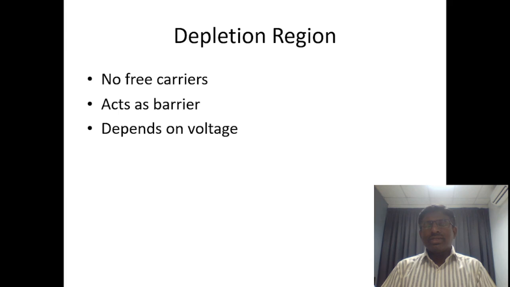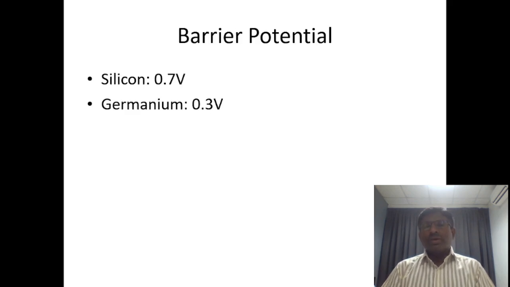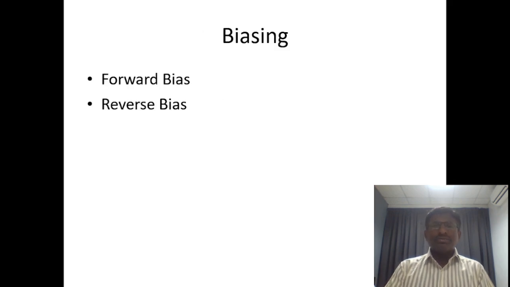In the depletion region, there are no free carriers. It acts as a potential barrier, which especially depends on the voltage. The PN junction diode material is silicon or germanium. For silicon, the conduction voltage starts from 0.7 volt. For germanium, it starts from 0.3 volt. This is the potential barrier of the PN junction diode.